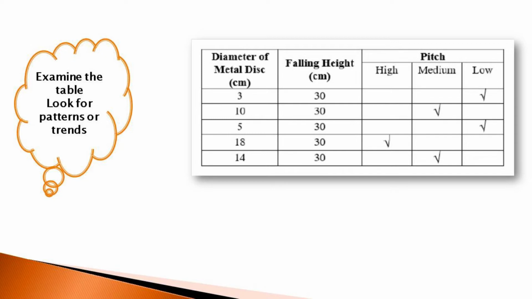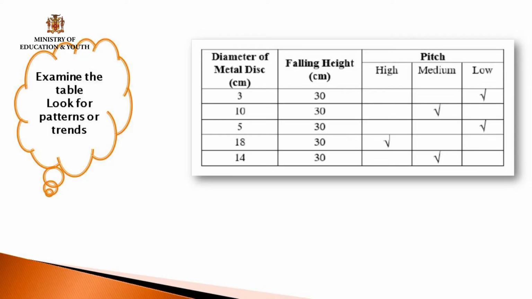All right, so we have our metal discs of different diameters. That's indicated in the first column, and we're looking here for trends. So in the first column, the size of our disc, that is the diameter, is doing what? More or less changing, yes? And the height that we're dropping them from is the same. Of course, when we think of fair test, we know why we're keeping the same height. All right, so at 3 centimeters diameter, the pitch is recorded as low, yes? At 10, the pitch is recorded as medium. What happens at 5 centimeters?